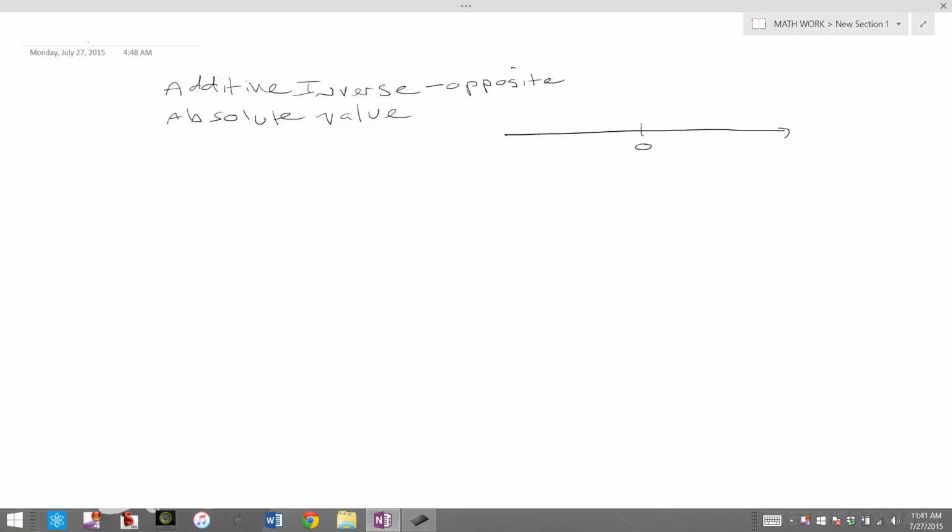So we're going to say this is the opposite of a number, right? So if we pinpoint 3 on the number line, its additive inverse is essentially -3.